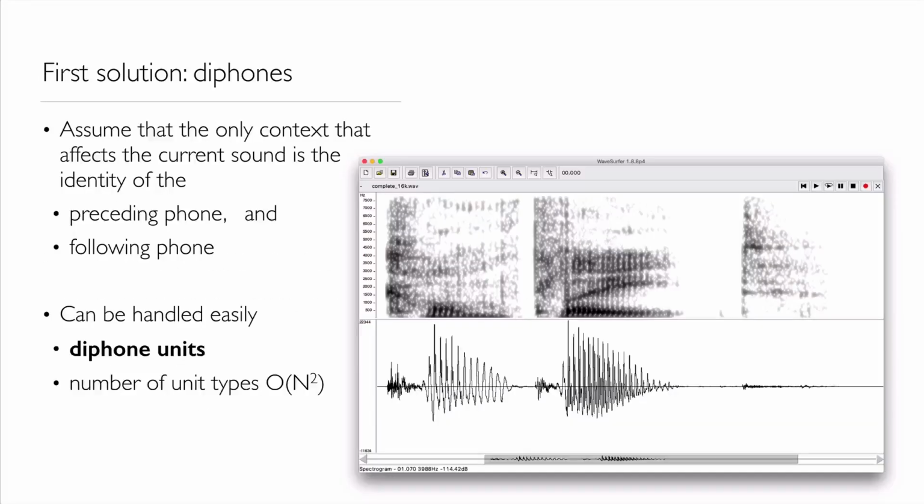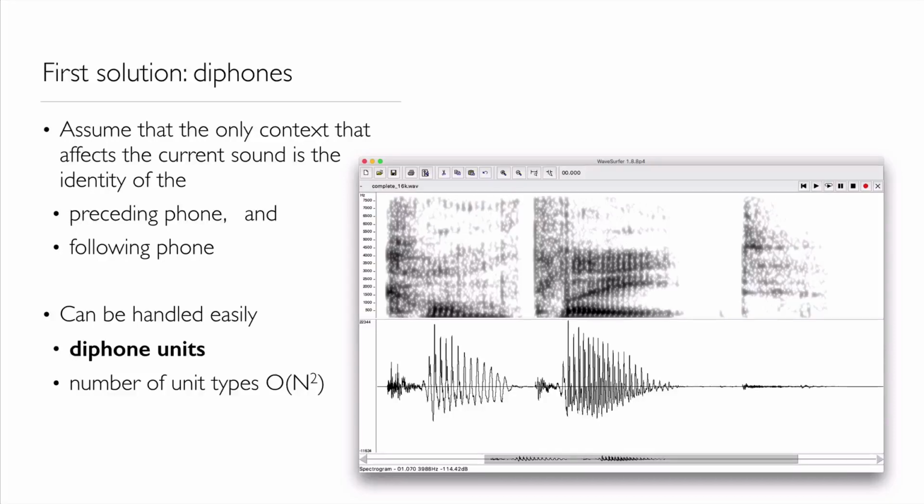Let's reduce the problem to something a bit simpler and think only about one particular aspect of linguistic context that we definitely know affects the current sound, and that's the identity of the preceding and the following sounds. This is handled relatively easily because there's definitely a small number of such contexts.